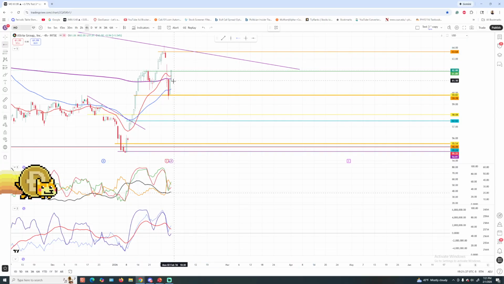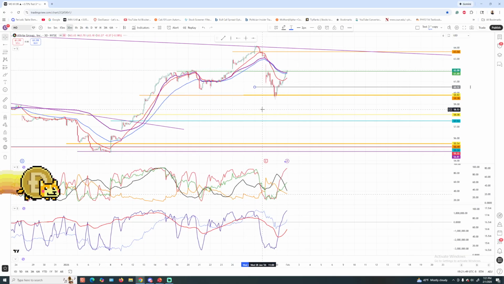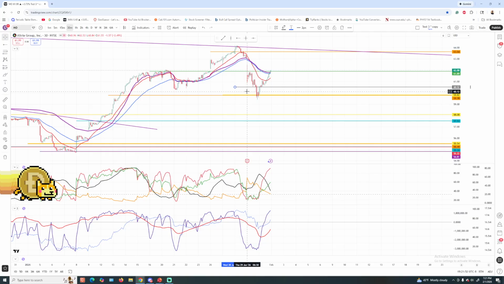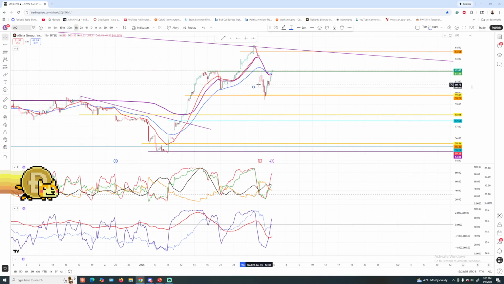For it to maintain a downward trend, it has to stay below 60.52. If it stays below that, yeah, 60.52. I wonder if it has the 1 hour. Yeah, same price line.